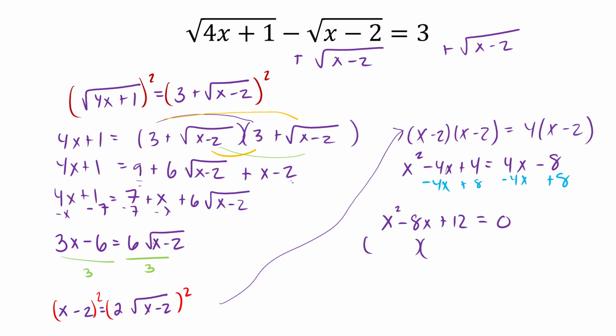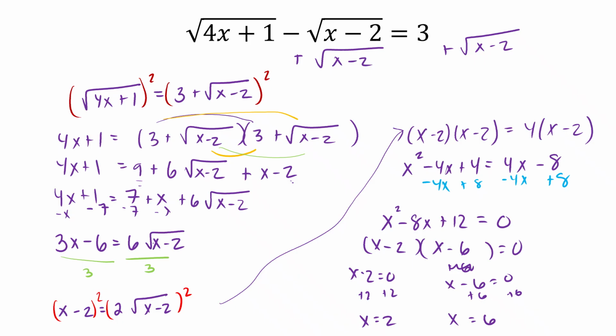And this you might recognize as x minus 2 and x minus 6, leaving us with x minus 2 equals 0. Add 2 to both sides, so we get x is equal to 2. And I should have x minus 6 equals 0. Then we add the 6 to both sides. There we go. And x is equal to 6.